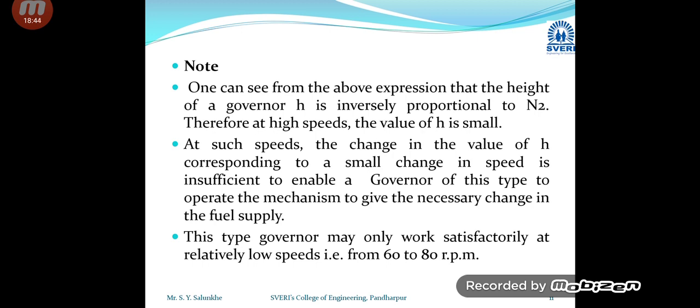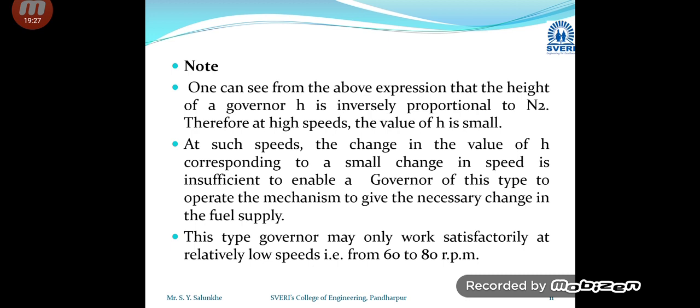Now here are some notes. Already I explained that h is inversely proportional to N square. Therefore at high speed the value of h will be very small. At such speed the change in the value of h corresponding to a small change in speed is insufficient to enable a governor of this type to operate the mechanism, that is, to lift the sleeve or lower the sleeve. It will not be that sensitive at high speed.